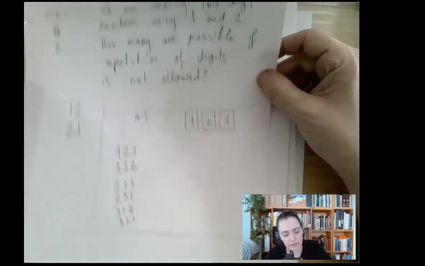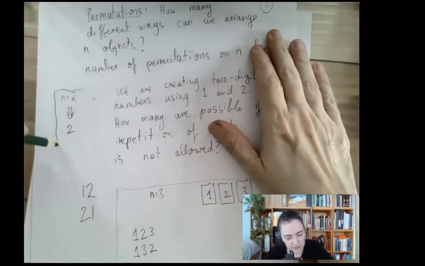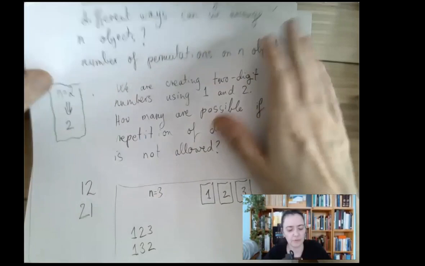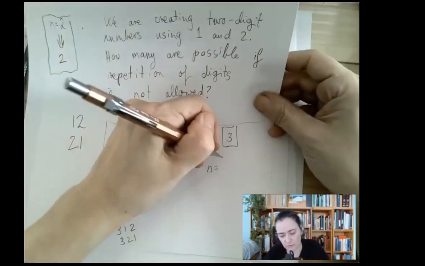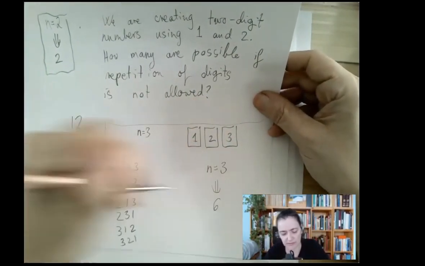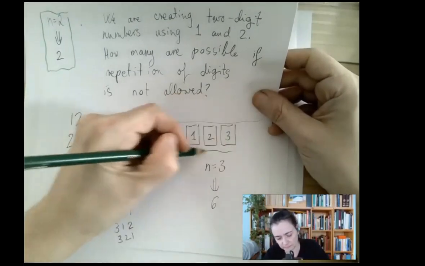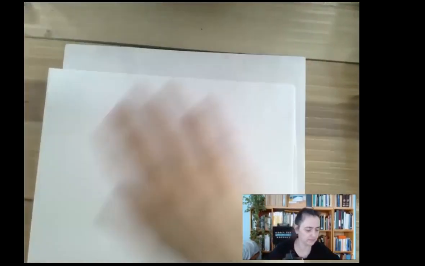All right, so when the number of objects was 2, the number of permutations was 2. When the number of objects was 3, the permutations were 6. All right, let's move up to 4 objects.